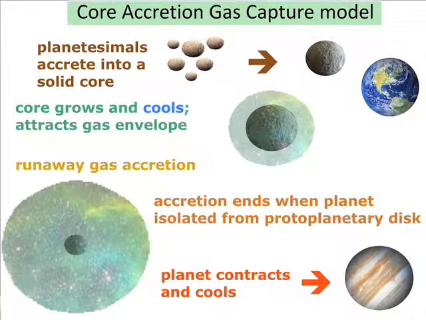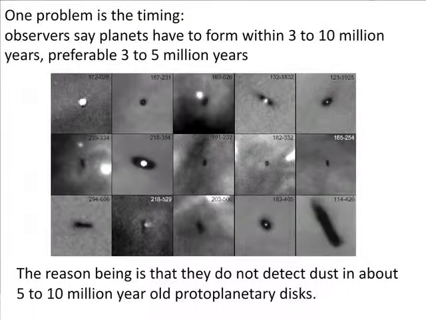So we can do this. We see that it's being done, but there's a problem here. The observers of all of these say, we don't see any dust in any of this after about 10 million years. So that means if there are any planets, they've got to be made. And so we did it.